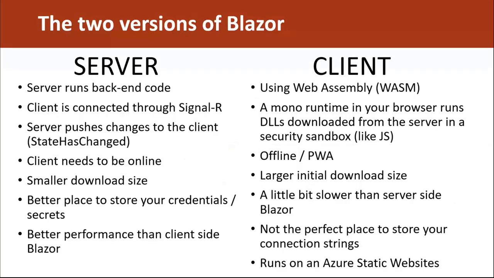Difference between server and client. The server application in Blazor runs really on your server and is connected through a SignalR connection to your client. So everything stays on the server and only tiny bits and pieces are communicated to the client. The client updates regularly whenever something changes. You have this method called StateHasChanged where you can push a re-render of the client. And also, of course, the client needs to be online. That provides you with a smaller download size compared to the client-side Blazor. And it's a way better place to store your credentials and secrets.